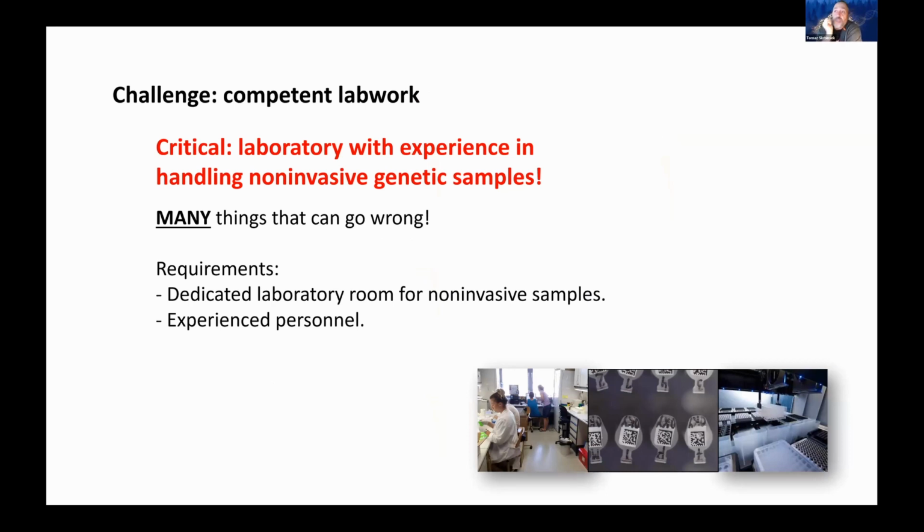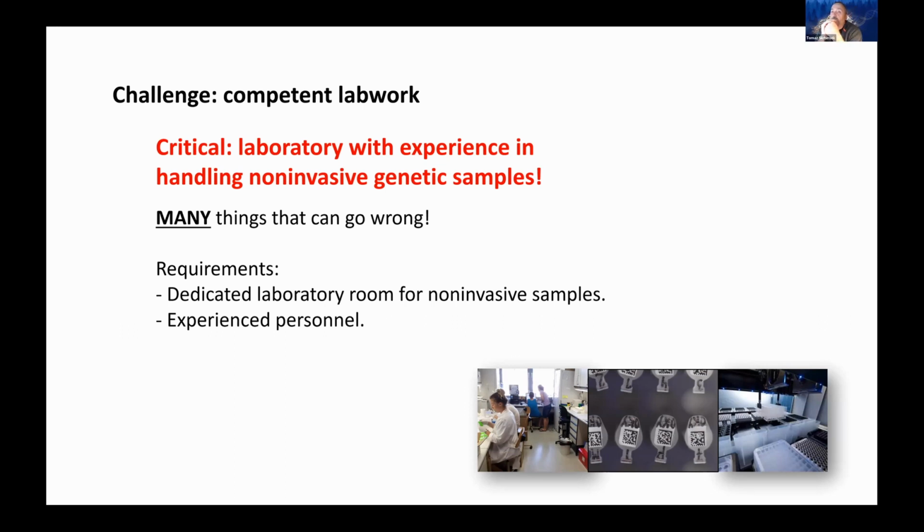Laboratory must have experience in handling non-invasive genetic samples. That's critical. There are many genetic labs, but if non-invasive samples are new to them, they may get things wrong. So if you're considering such a study, the first thing you should ask is probably if they have a dedicated laboratory room for non-invasive samples.